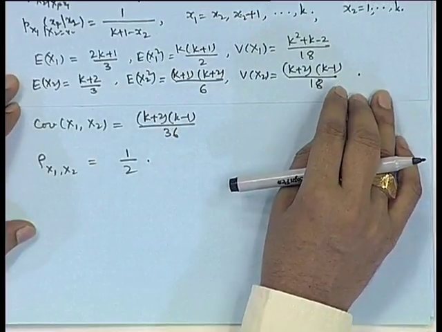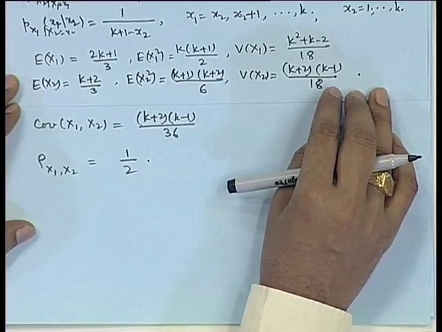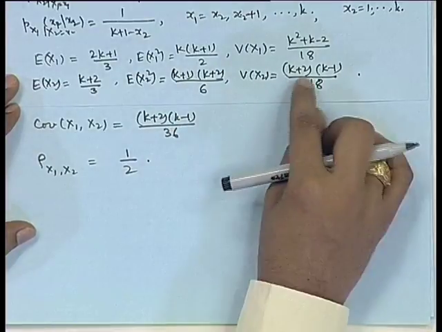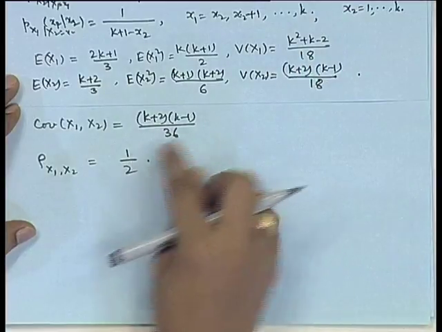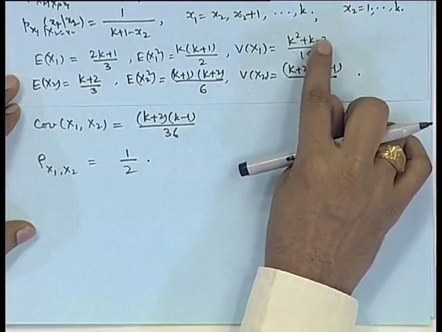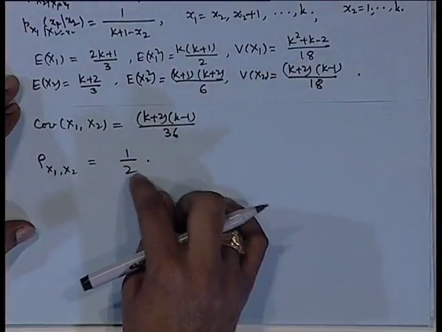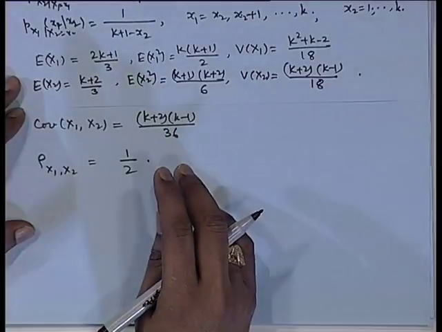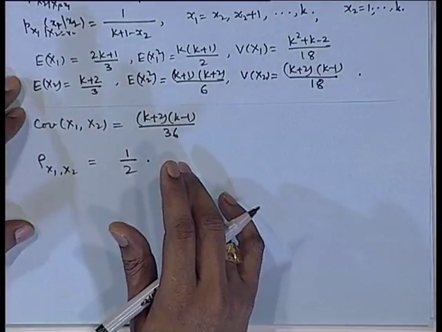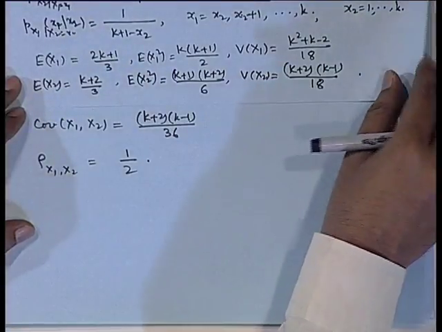Now, if we divide covariance by the product of the square root of the variances, we get simply half, because both of these are (k plus 2) into (k minus 1) by 18. So, the value turns out to be half. So, the correlation coefficient between the random variables x1 and x2 is half here.